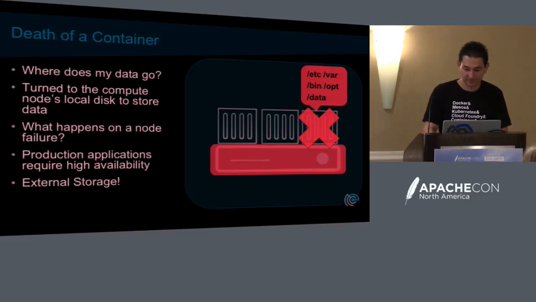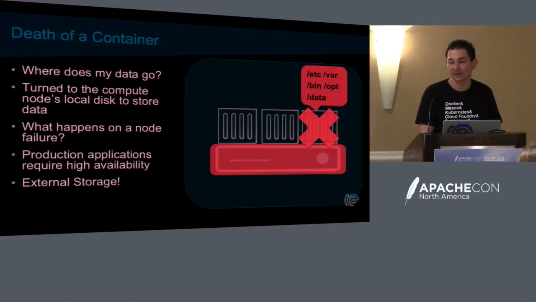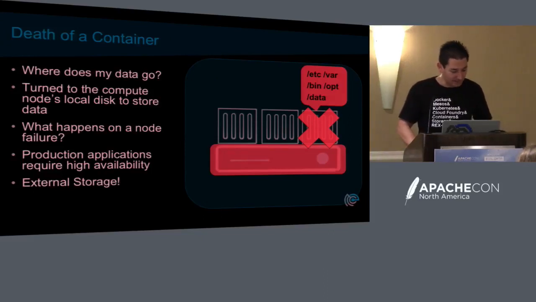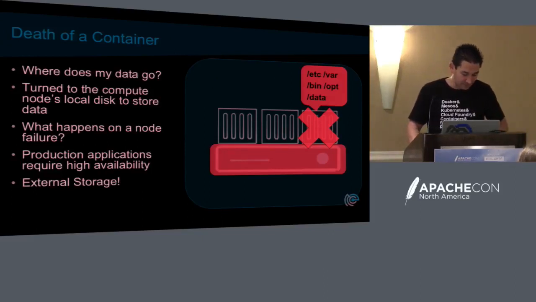You need to have your data live external to your compute nodes. And I kind of glossed over it really quickly, but vSAN and Scale.io inherently do the same thing.